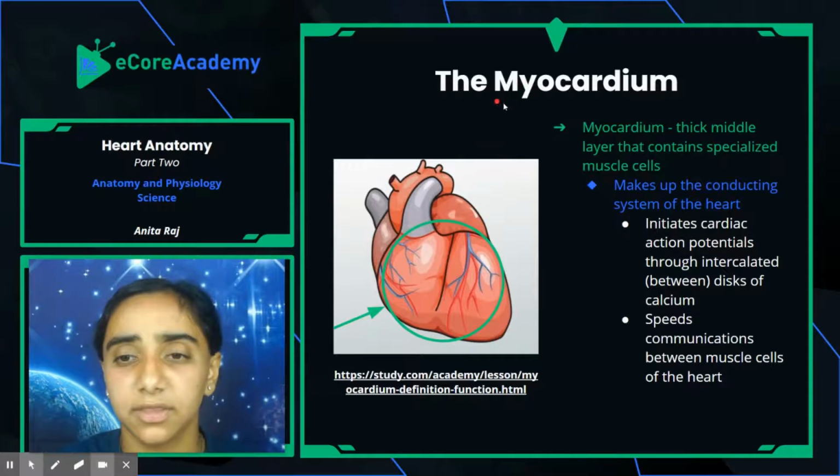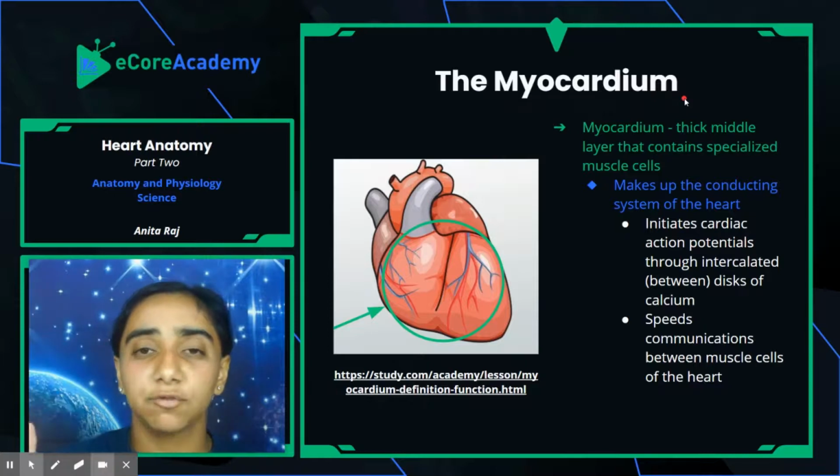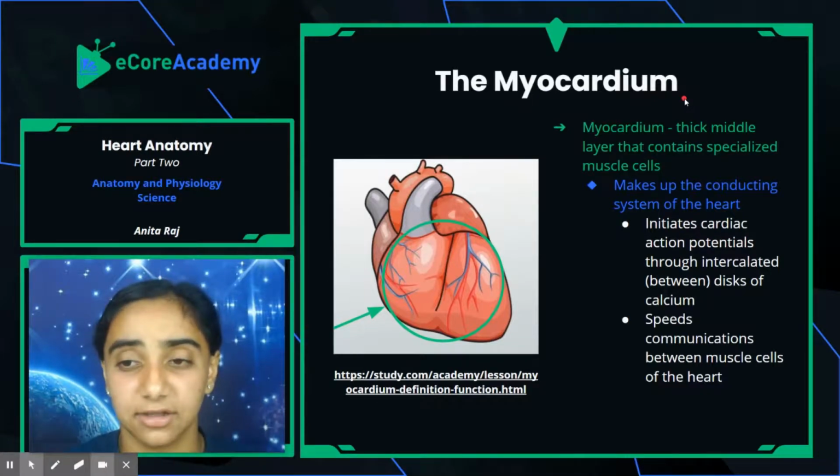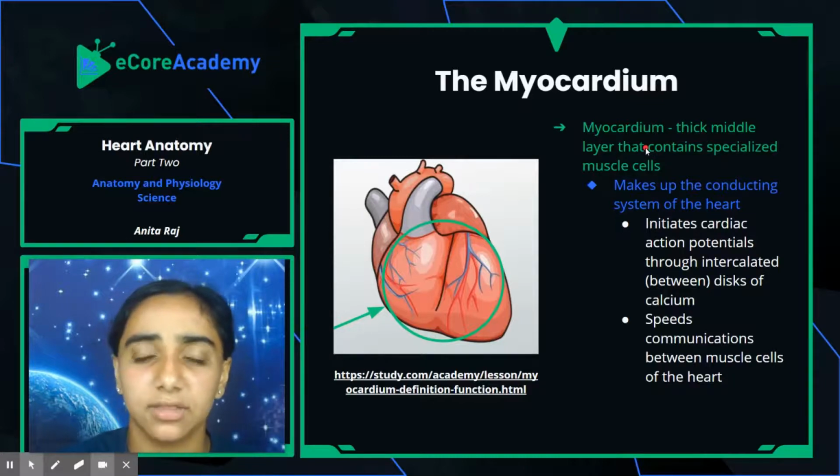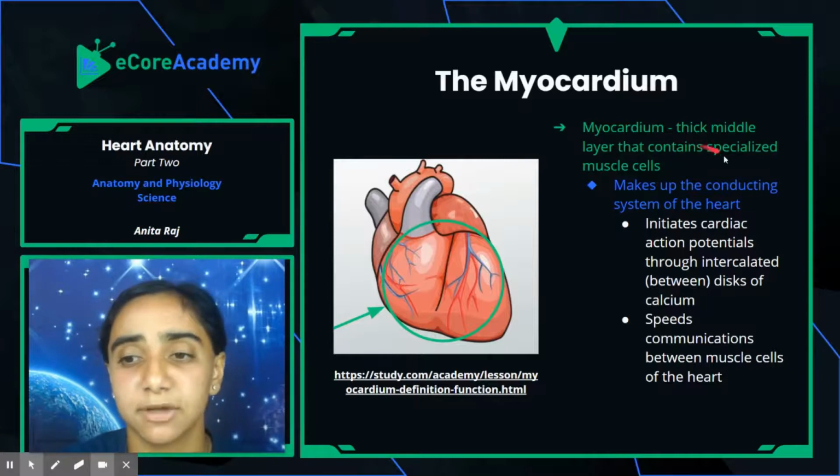So the main thing about the myocardium, the reason why it's so special, is because it actually regulates the contraction and relaxation of your heart muscle. Your heart is actually able to beat because of what the myocardium has in itself. Again, the myocardium is a thick middle layer because it and the epicardium are the two middle layers, the second and the third layer, and it contains specialized muscle cells.